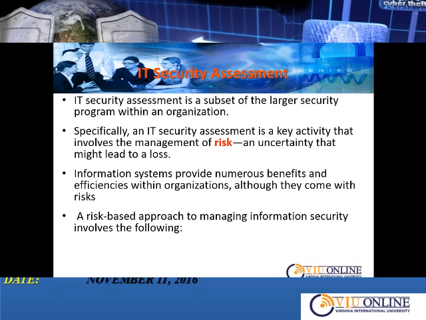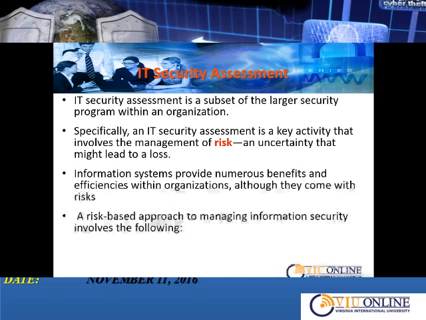IT security assessment is a subset of a larger security program within an organization. Specifically, an IT security assessment is a key activity that involves the management of risk, which is an uncertainty that might lead to a loss. The loss could be loss of employees, it could be loss of reputation, it could be the end of the company, the company going into bubbles.